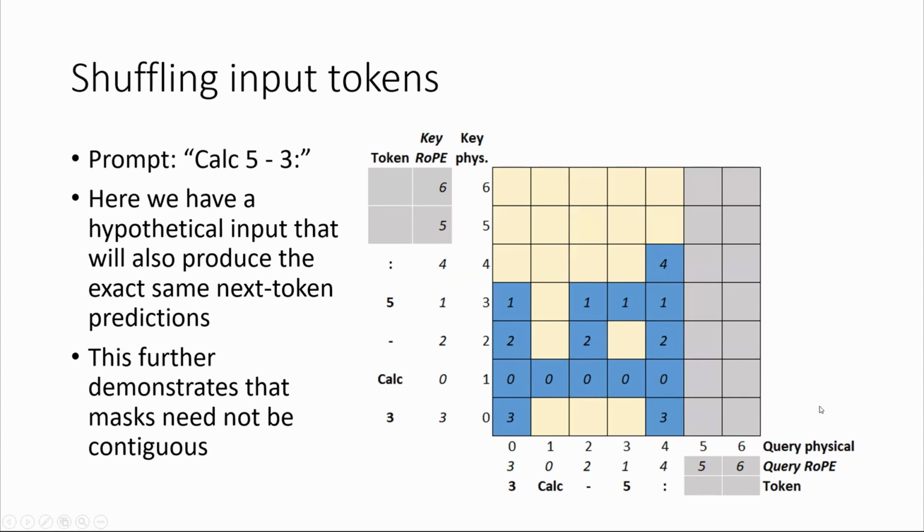So we've now said that things can get moved around and that masks don't need to be contiguous. These are really the basic axioms that we need to say we now have the freedom to create rope embeddings and masks in whatever way we design.